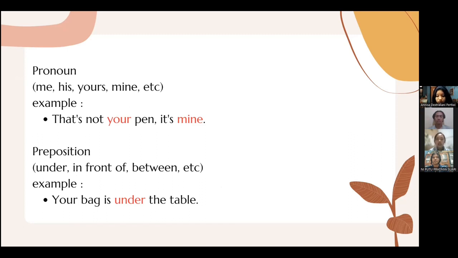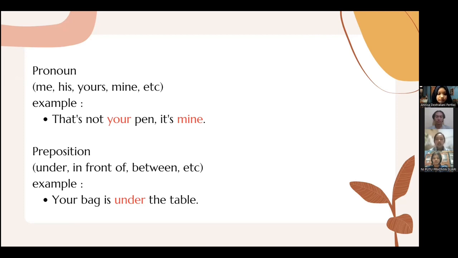The next one is pronoun. A pronoun is a word that replaces a noun, such as he, she, it, me, his, yours, mine, etc. In the sentence, "That's not your pen, it's mine," the words your and mine are pronouns.